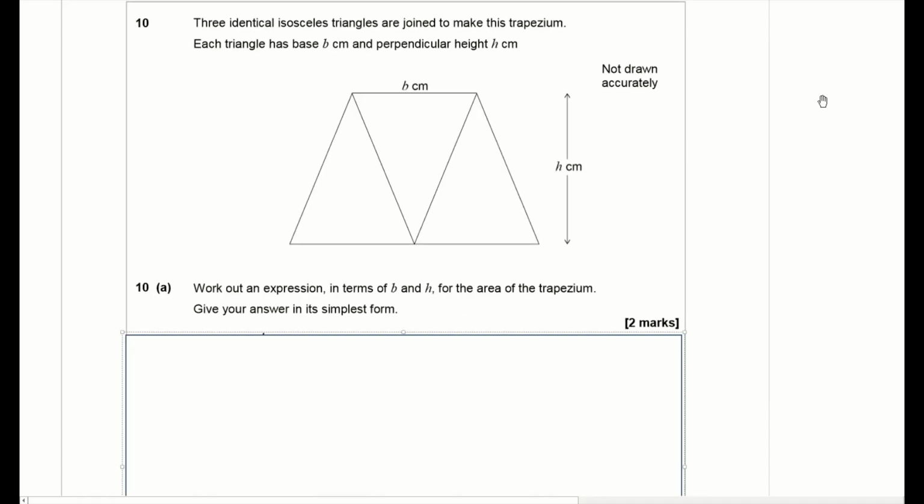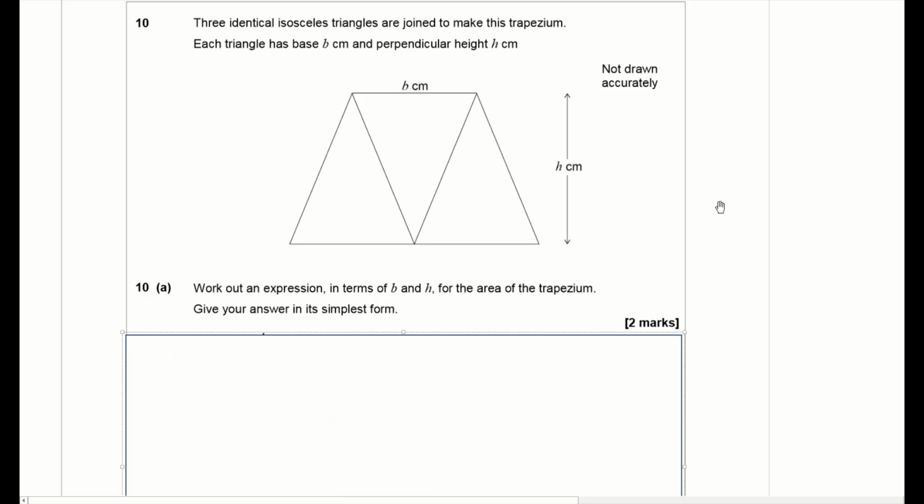Question 10. 3 identical isosceles triangles are joined to make this trapezium. Each triangle is base b centimeters and perpendicular height h centimeters. Of course, it's not drawn accurately. You've got the side here b and the perpendicular height h there. Work out an expression in terms of b and h for the area of the trapezium. Give your answer in its simplest form.